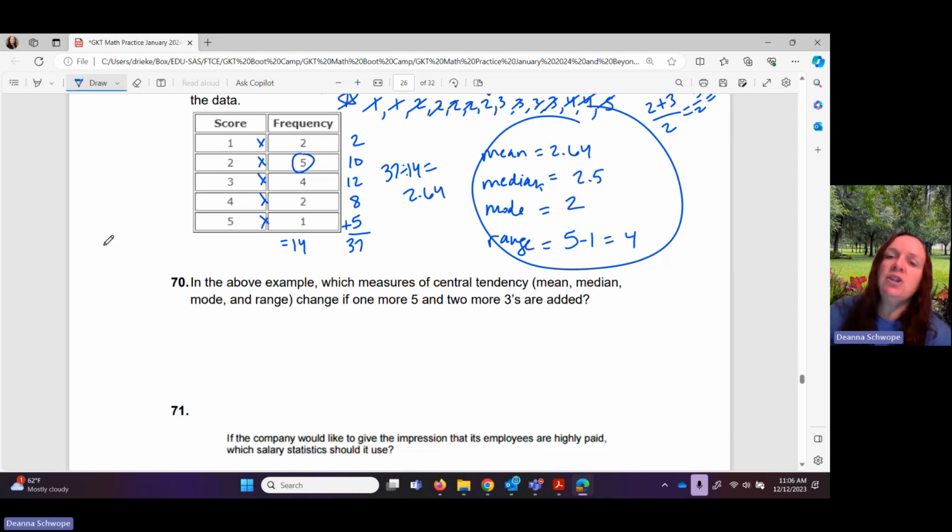All right, number 70 is talking about the same data, but what we want to know is what measures of central tendency, so mean, median, mode, and range, change if 1 more 5 and 2 more 3s are added. So we could actually make another chart if we wanted.